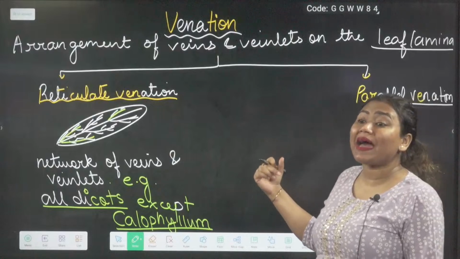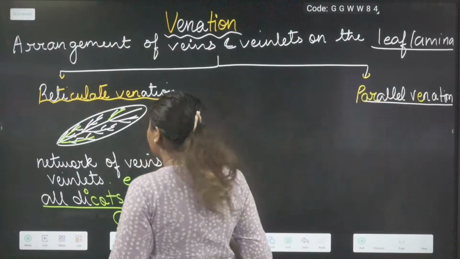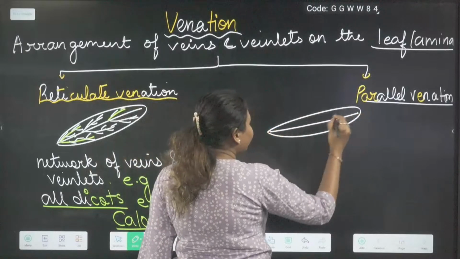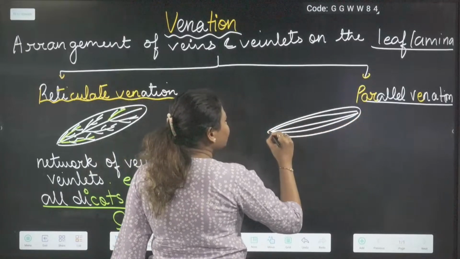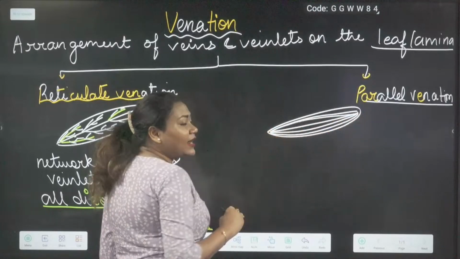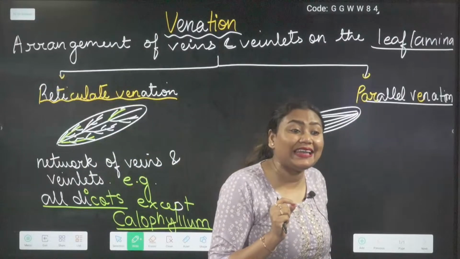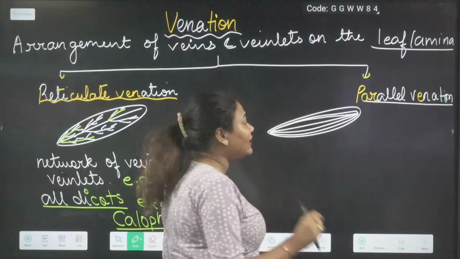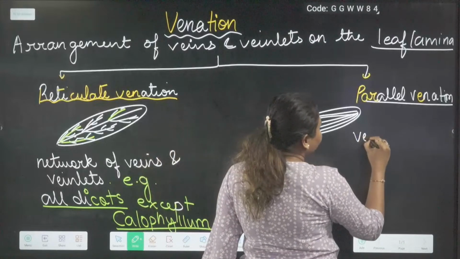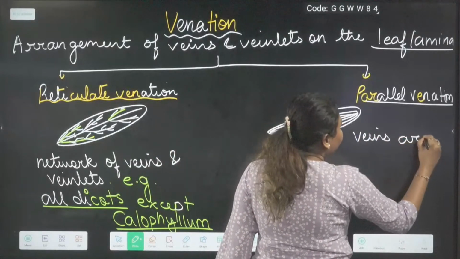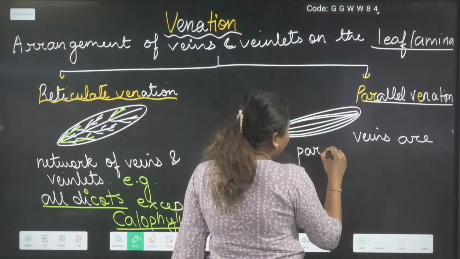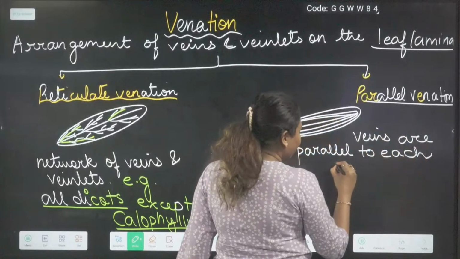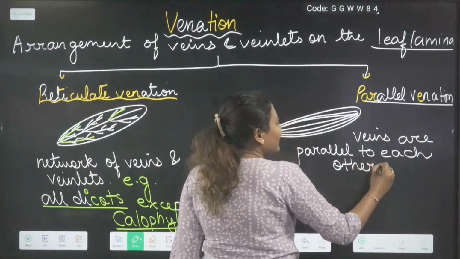The next one is parallel venation. In parallel venation, you have a midrib and all the veins are parallel to each other. There will be no veinlets. So what is parallel venation? The veins are parallel to each other. This is known as parallel venation.